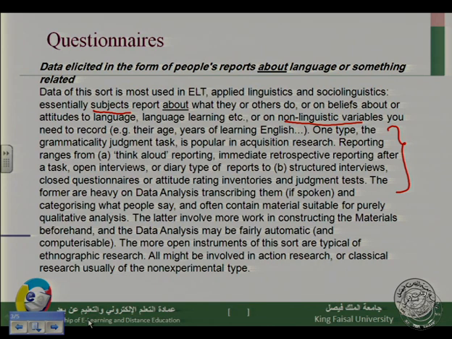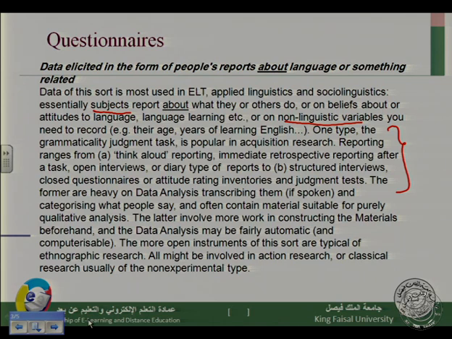Immediate retrospective reporting, which is some kind of interview after you finish. For example, your questionnaire or your tasks or your test, you sit with the participant, with your students, whoever are your participants. You sit with them and you start to ask them about what they did, just to make sure that you are getting all the information you want. So retrospective reporting after a task.